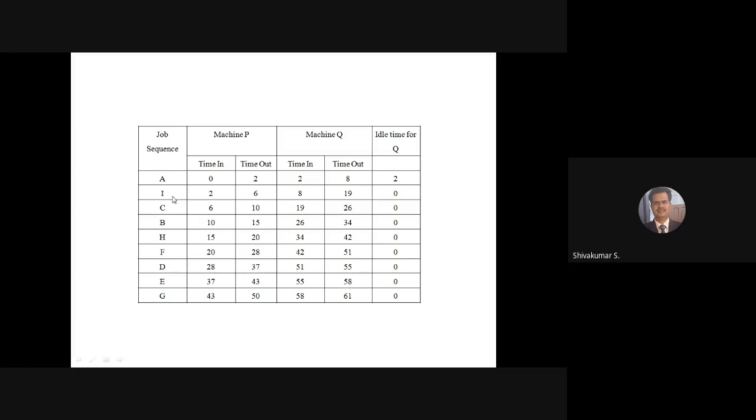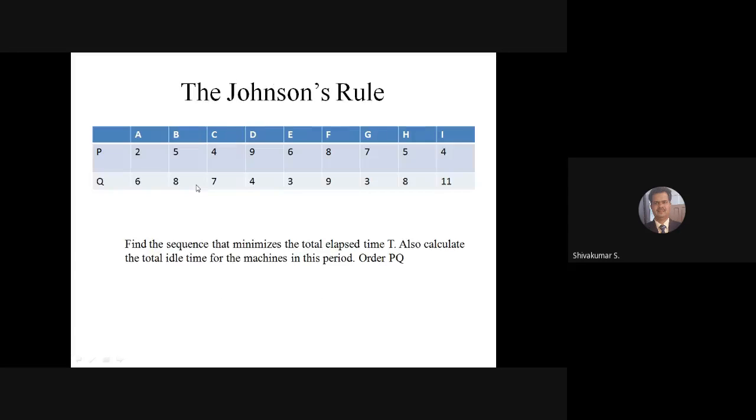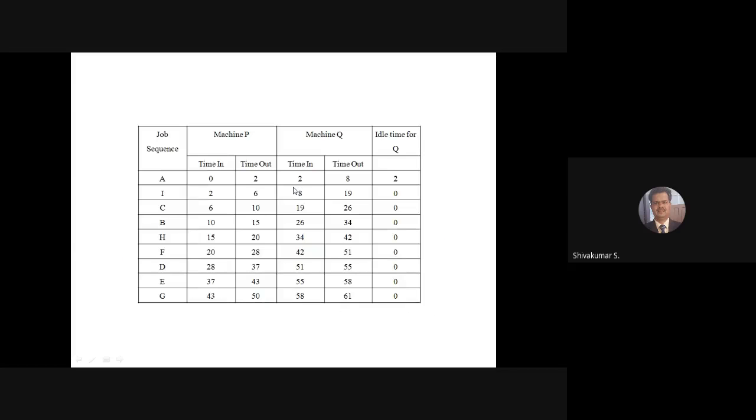Now job I. After completing job A, we take job I as per the sequence, because the sequence is I now. So for job I, time in for machine P is 2, because 2 minutes was given for A. Job I takes 4 minutes on P and 11 minutes on Q. So now 2 minutes in time plus 4 processing time, 2 plus 4, 6 minutes time out. This is about machine P.